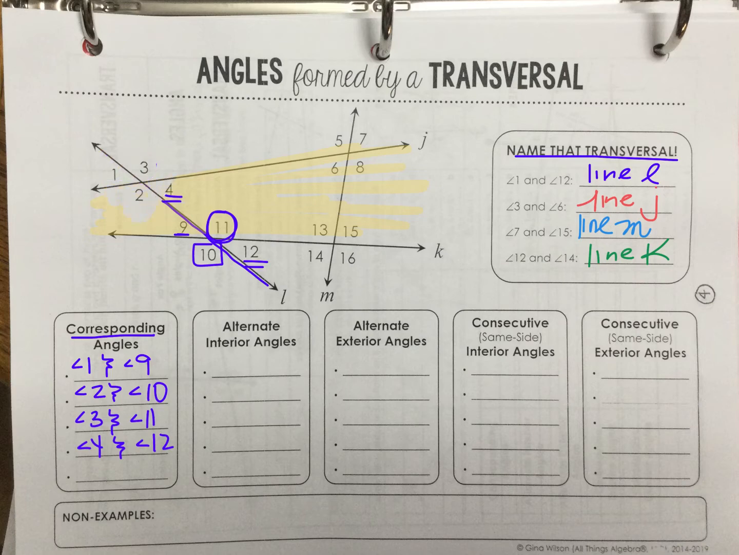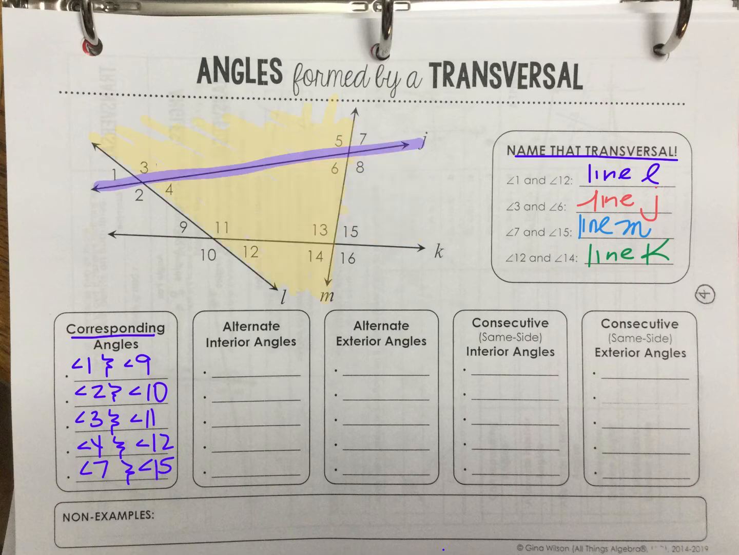If I wanted to change up my transversal, and if I wanted line M to be my transversal, it's not working. That's yellow. If I want line M to be my transversal, and this is the interior, I'm just going to pick one. If I pick angle 7, same side, 7's outside, so it has to be inside, angle 15.